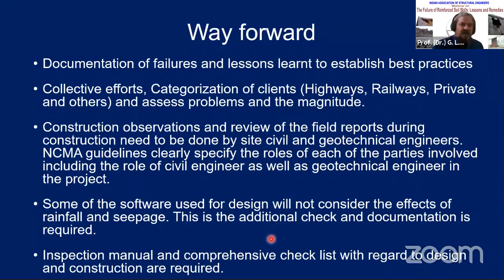And we have to have a comprehensive inspection manual and checklist with regard to construction. That's my personal opinion. Of course, you already have, I think, I know from a lot of my other colleagues who have been doing a lot of good construction, they have a very good checklist and manuals and all of that. So I'm sure we should educate our own brothers who are not doing good construction. Nobody is at fault.